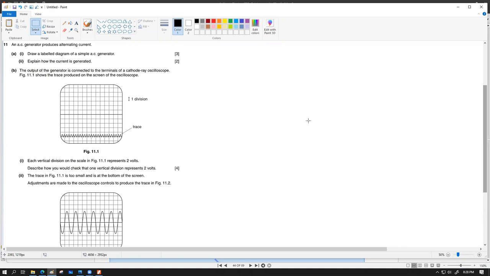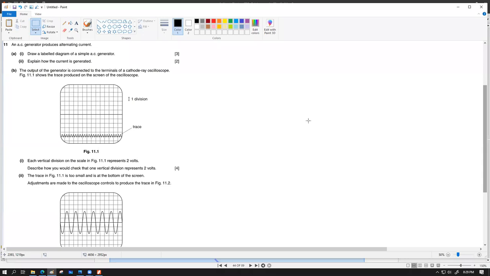So we are trying to prove that the device is actually representing 2 volts for every division. We do not know that, but if we bring an accurate source that we know to have a value of 2 volts and connect it across the Y input of the cathode ray oscilloscope, then if the trace shown on the screen also moves by one division, we can assert, yes, it is a 2 volt per division scale.